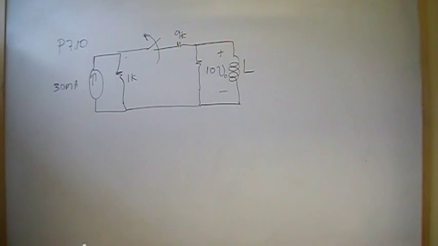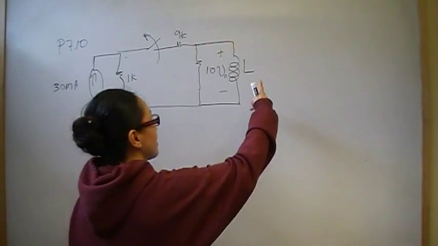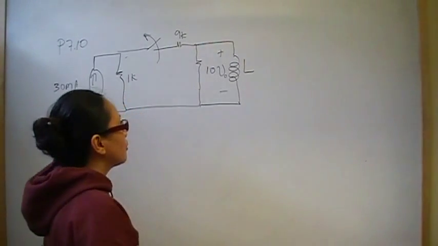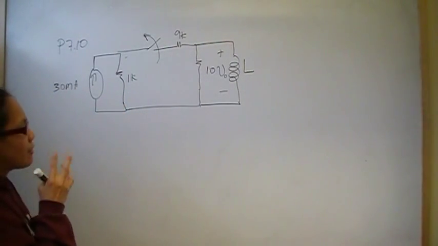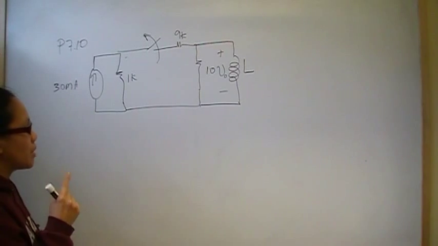So what we're looking for in part A is the inductance that will give us 1/2 of the initial voltage across it. So it has some initial voltage. We're looking for an L that will give us 1/2 of that initial voltage after 1 millisecond.